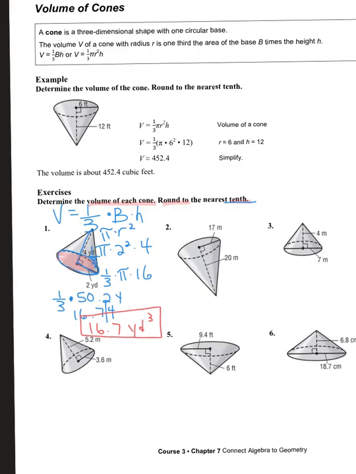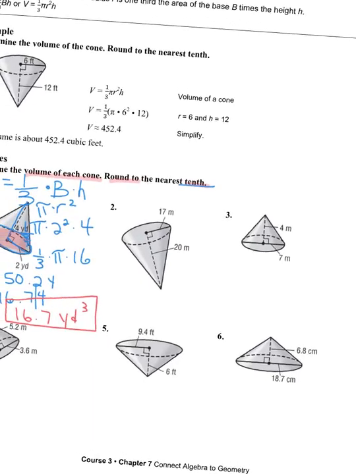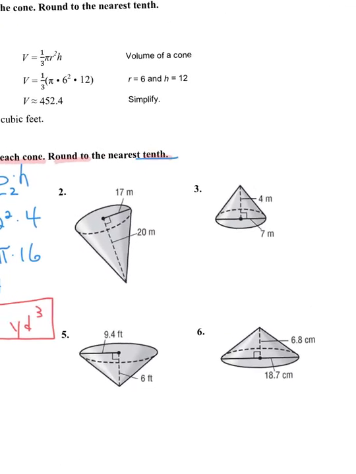All right, now let's move on to the next one, number 2. Okay, so volume equals 1/3 times big B times H. So we have 1/3 times, remember that big B is the area of the circle, about the base, so pi, radius 17 squared times the height 20.